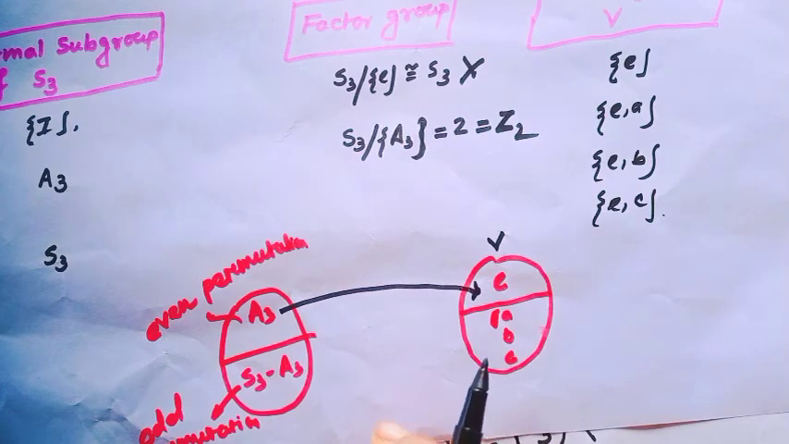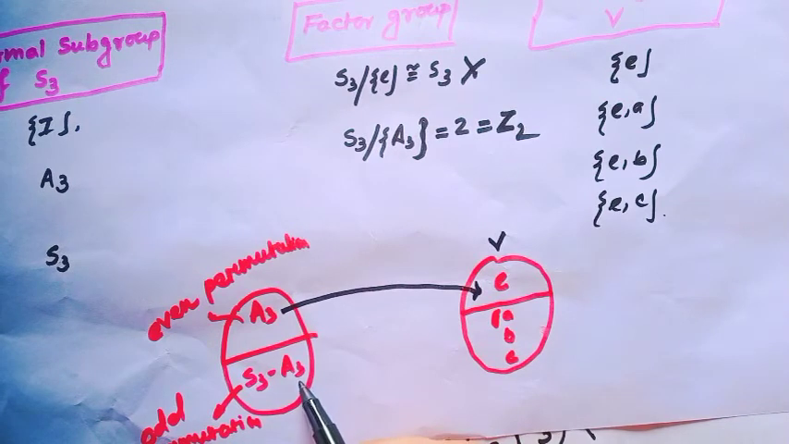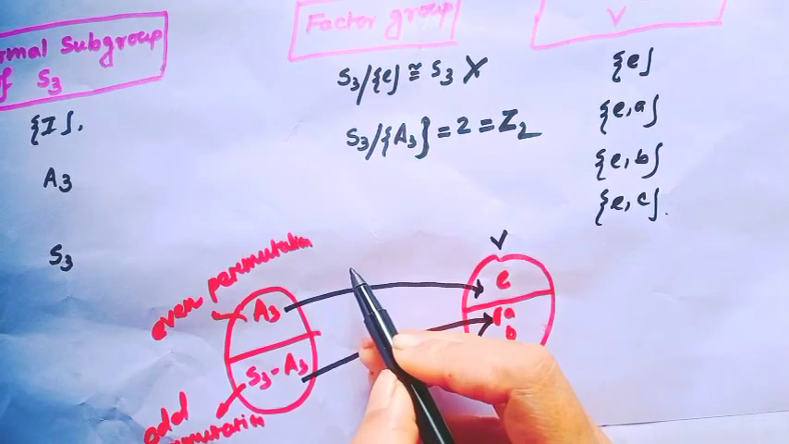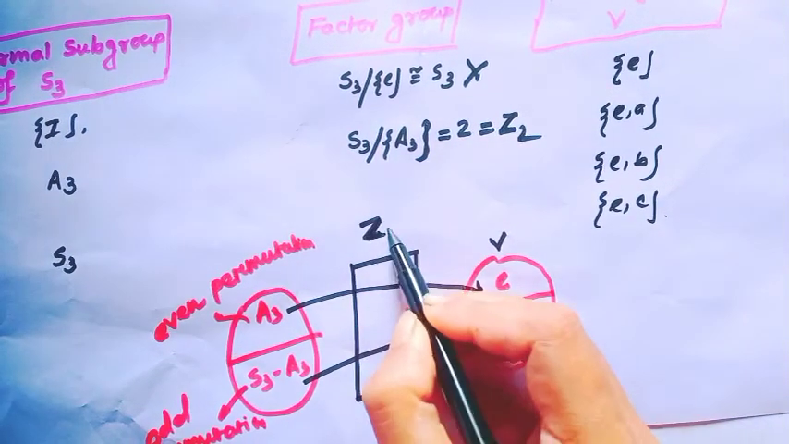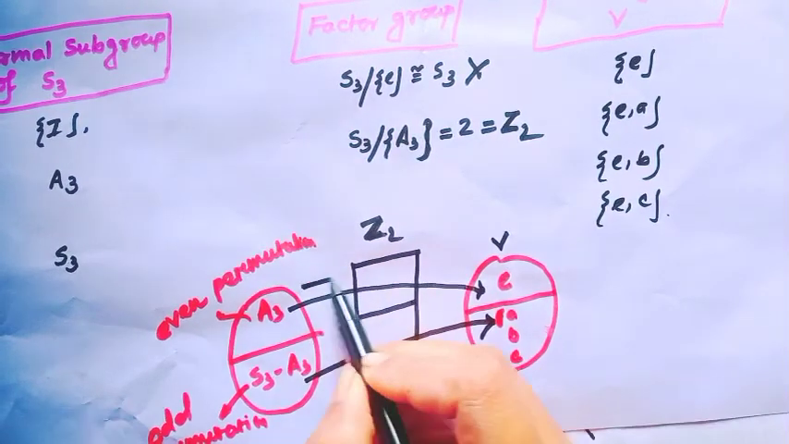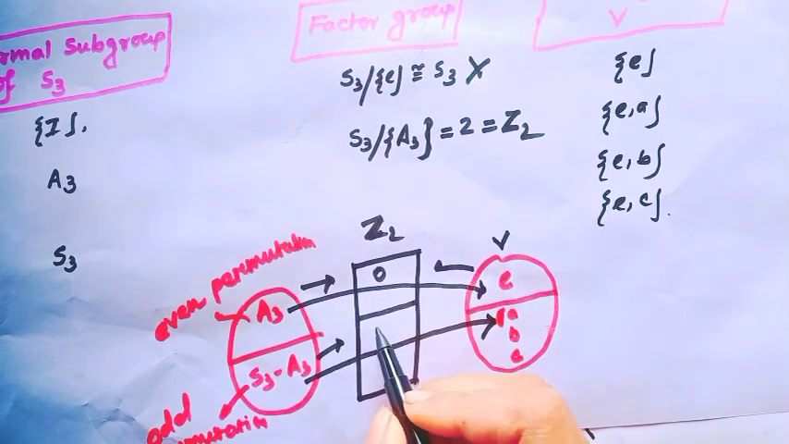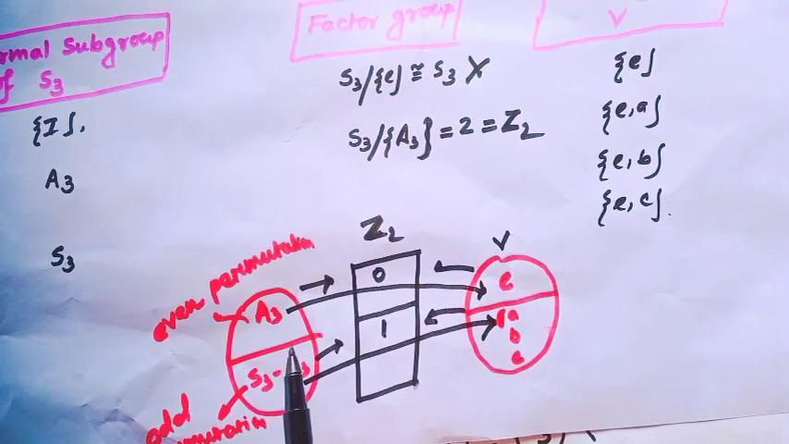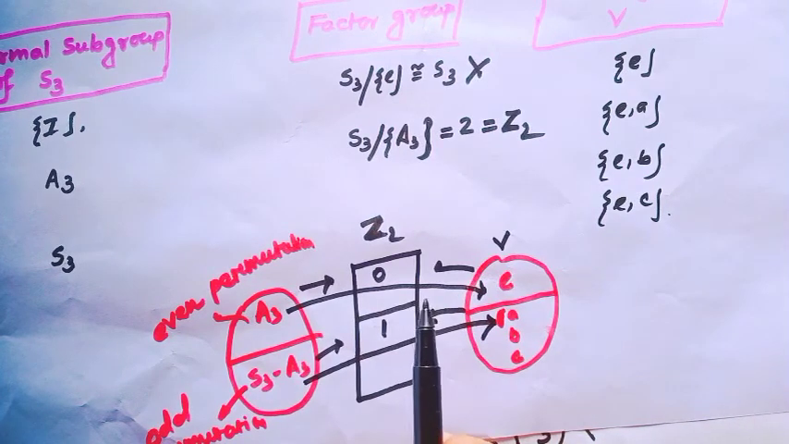Are you getting? And we can map this at the point A. Okay. Both the factor group and the image are isomorphic to Z2. That means A3, here identity, maps to 0 and the other coset maps to 1. Both the factor group as well as the image would be isomorphic to Z2.